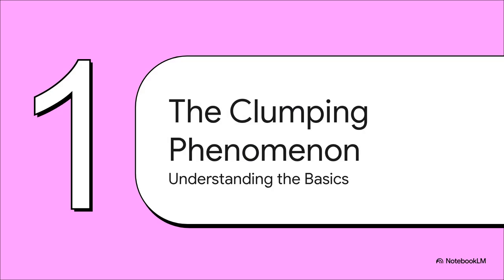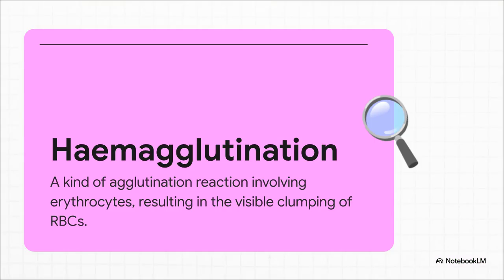All right, first things first, let's get to the heart of it and really understand the basic principle behind this whole phenomenon. So what exactly is hemagglutination? To put it simply, it's a reaction where red blood cells, also known as erythrocytes, clump together. And the best part? This clumping is something we can actually see with our own eyes, which makes it an unbelievably useful tool for diagnostics.